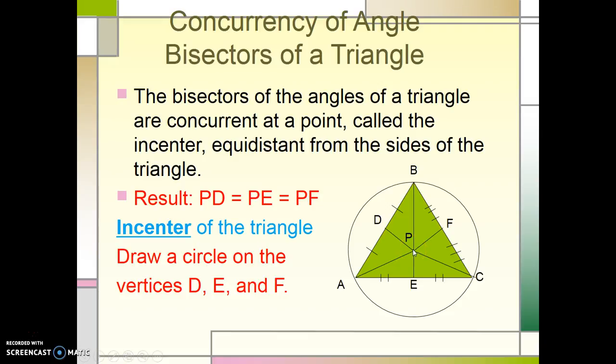And that point is equidistant. It's also called the incenter, and it's equidistant from the sides of the triangle. So this point right here is the same distance to the side of the triangle here, the side here, and the side here. So your result is PD equals PE, which equals PF, as shown in the triangle here. And again, that's called the incenter of the triangle.